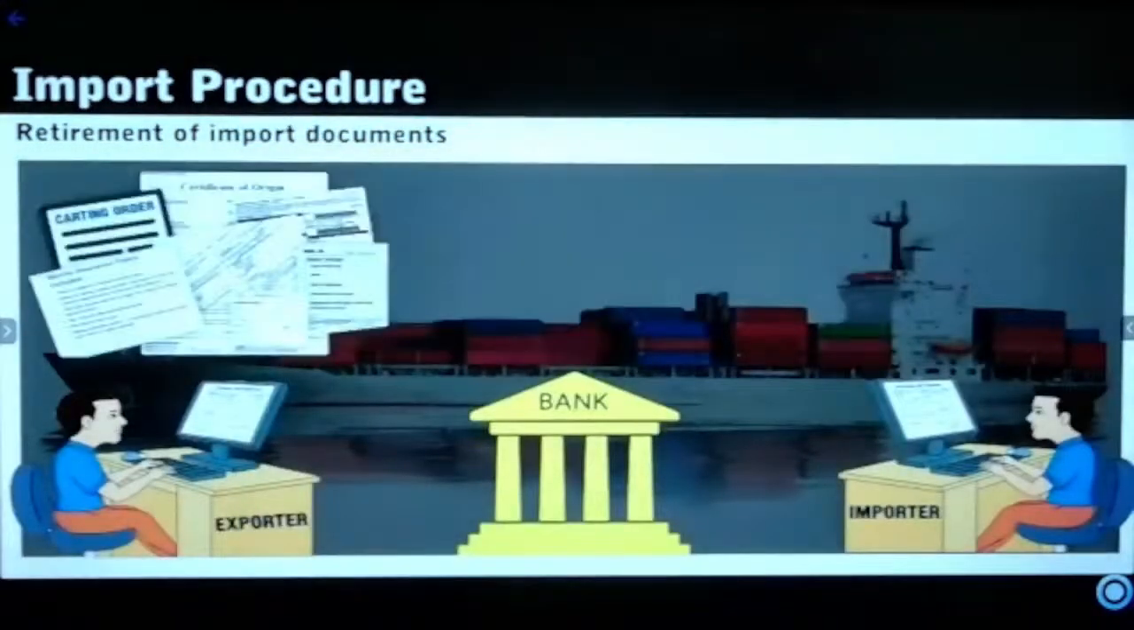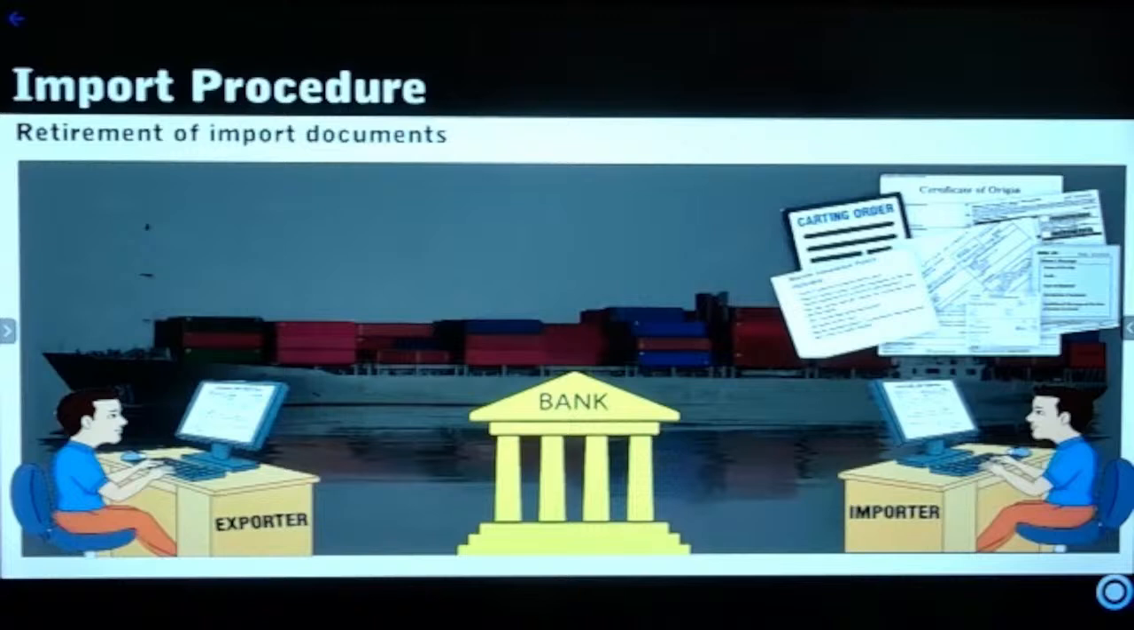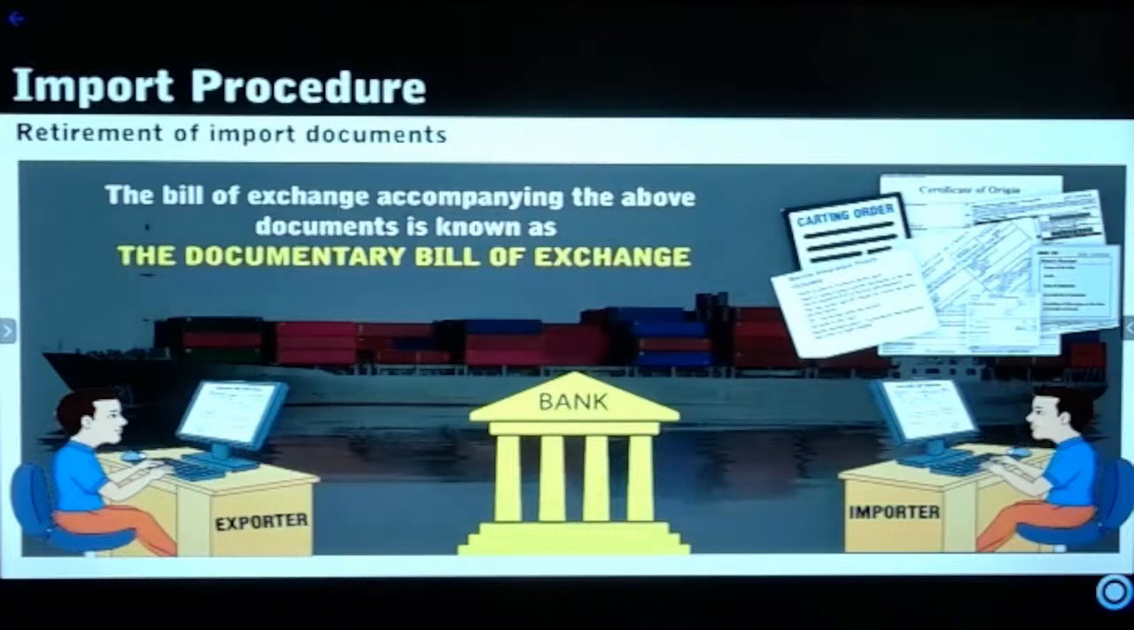The next step is retirement of import documents. Having shipped the goods, the overseas supplier prepares a set of necessary documents as per the terms of contract and letter of credit and hands it over to his or her banker for their onward transmission and negotiation to the importer in the manner as specified in the letter of credit. The set of documents normally contains bill of exchange, commercial invoice, bill of lading or airway bill, packing list, certificate of origin, marine insurance policy, etc.